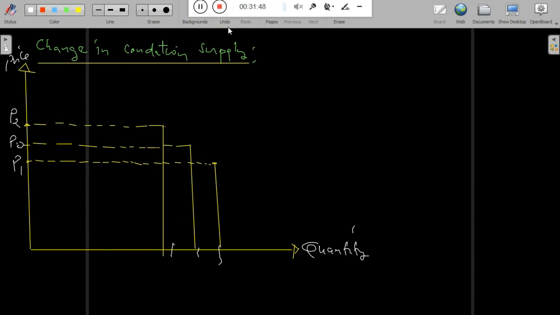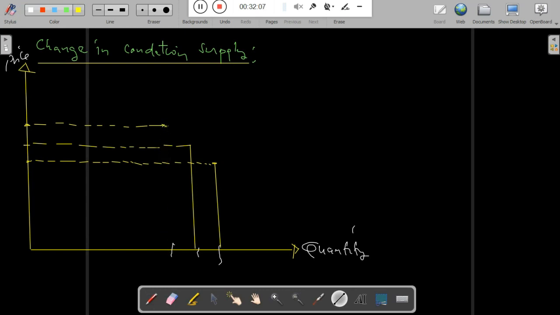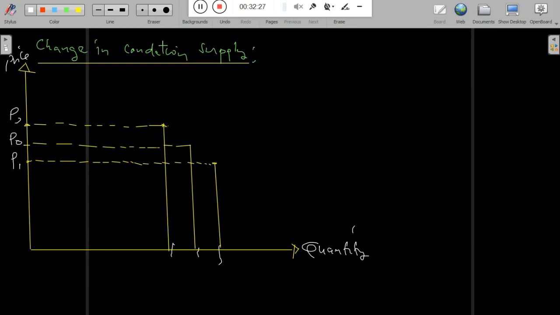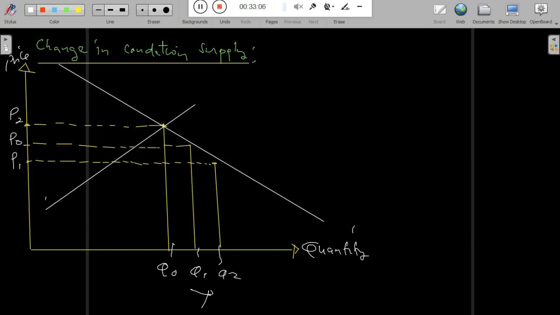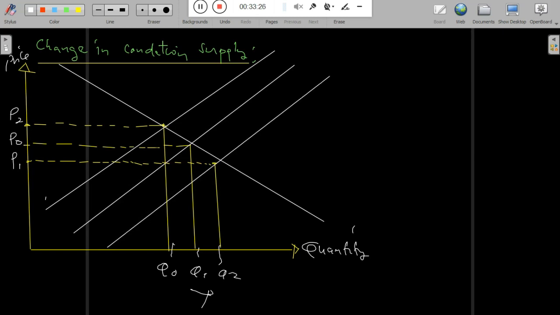When you sketch out the graph for the change in condition of supply, the change may be due to an increase in the cost of production. When the cost of production increases, this means that supply will be low. But when the cost of production is minimal, maybe because the government has provided subsidies, supply will increase. So the graph shows that whenever there is a change in supply, for example an increase in the cost of production, the price goes up, that is P1, P2 to P3.